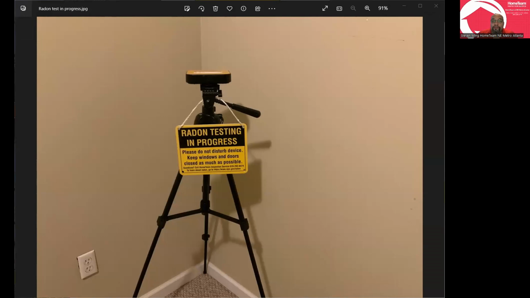Here's another image of a device actually testing. What we do when we test these, we try to set them up in the lowest level of the structure, towards the middle if possible, away from any air conditioning vents, return vents, outside of a bathroom or kitchen, outside of a hallway that might have a whole bunch of air movement. The reason we do that is we want this to be as undisturbed as possible. We also don't want the people who are currently living there to mess with the device because that can give it a false reading.